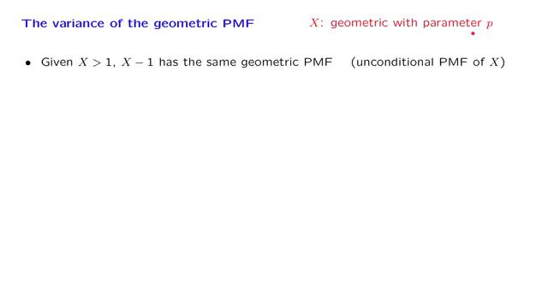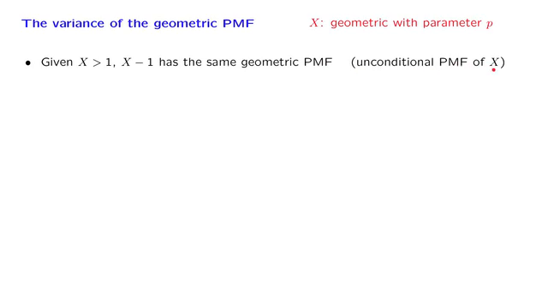The way to think about x is like the number of coin flips that it takes until we obtain heads for the first time, where p is the probability of heads at each toss. Recall now the memorylessness property. If I tell you that x is bigger than 1, which means that the first trial was a failure, we obtained tails, given that event, the remaining number of tosses has the same geometric PMF as if we were just starting at this time. So it has the same geometric PMF as the unconditional PMF of x.